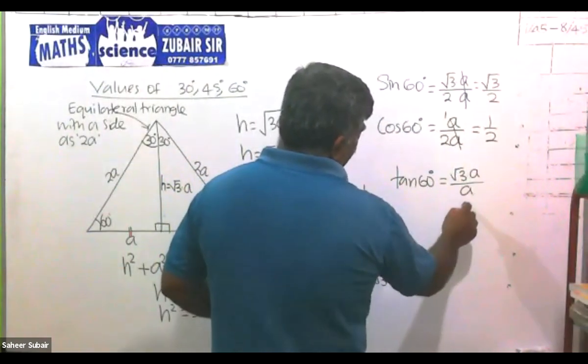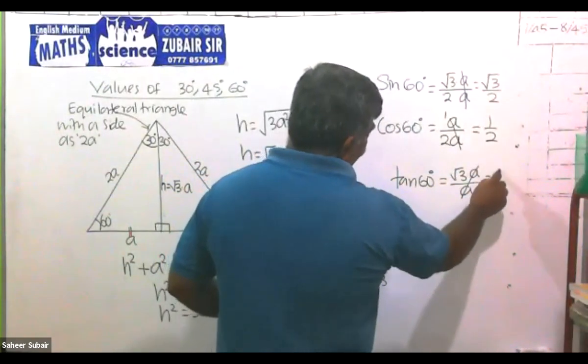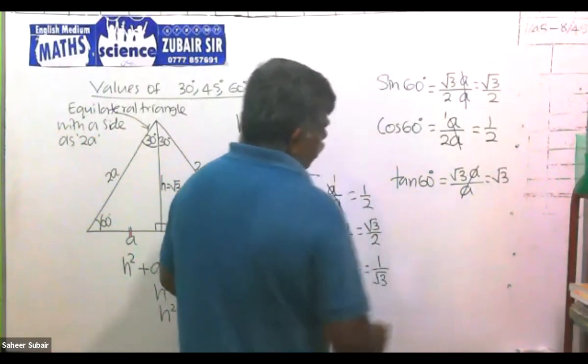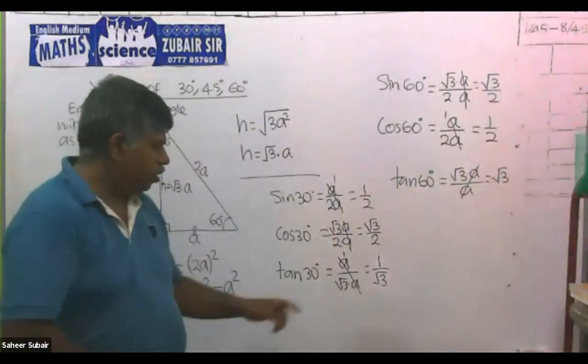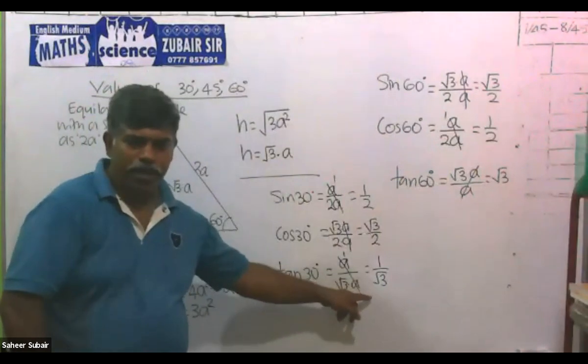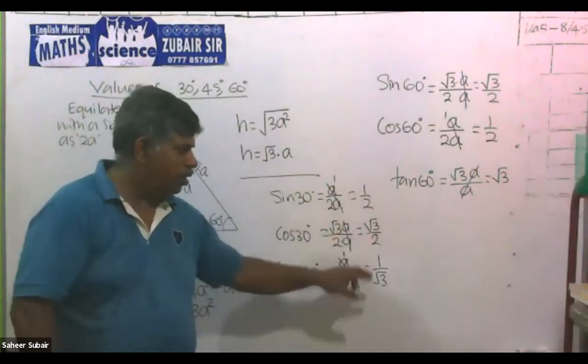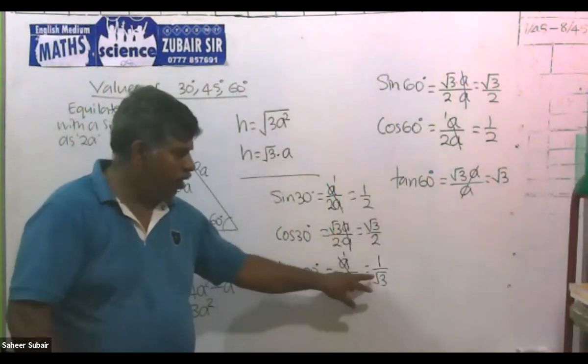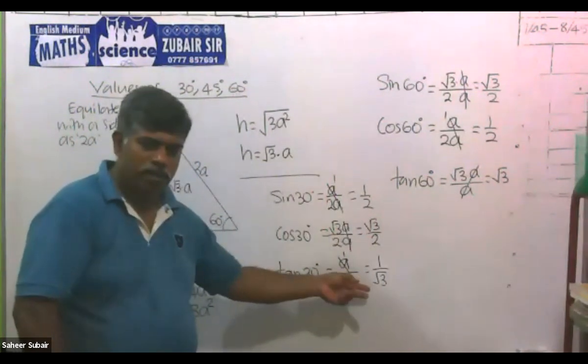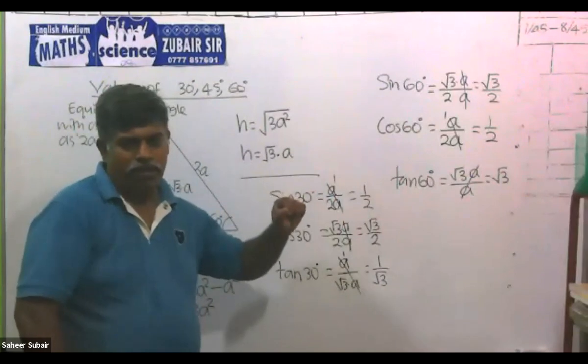Adjacent is a. Then a and a get cancelled. Root 3. So tan 30 is 1 over root 3. Tan 60 is the inverse of that. So 1 over root 3, when you write the reciprocal, is root 3 over 1.